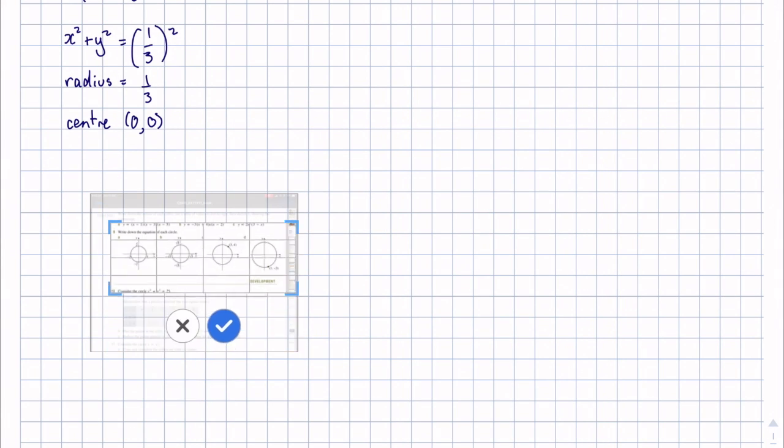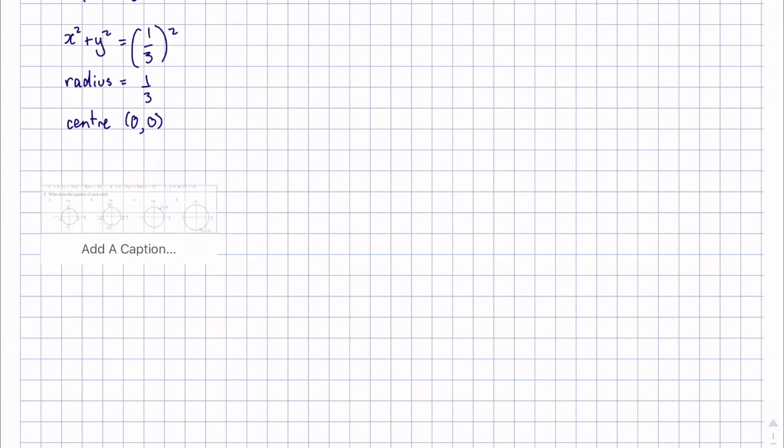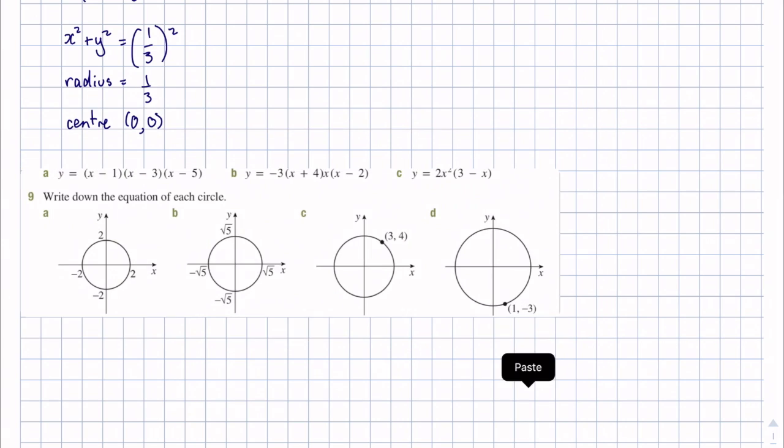Okay, question 9. Now, with this one, it's really easy to see that the radius is 2. So that's x squared plus y squared equals 2 squared. So it's x squared plus y squared equals 4. This one, the radius is root 5. So it's really easy to see that it's x squared plus y squared equals root 5 squared. So it's x squared plus y squared equals 5.